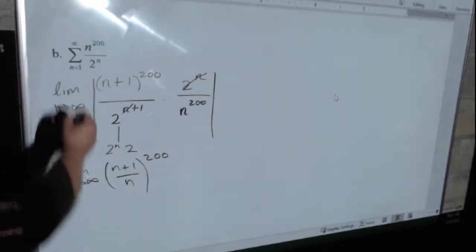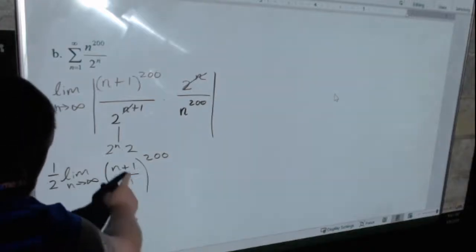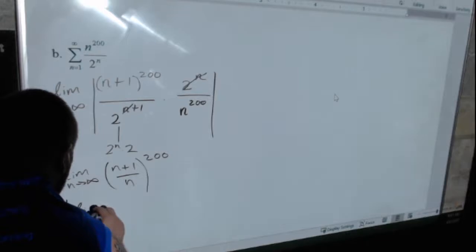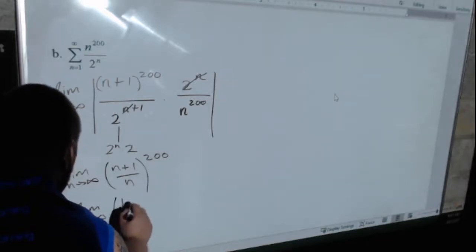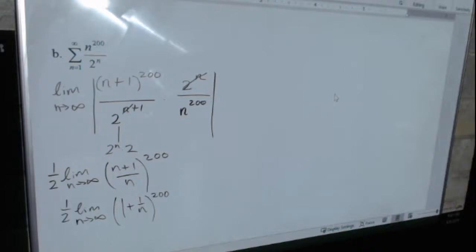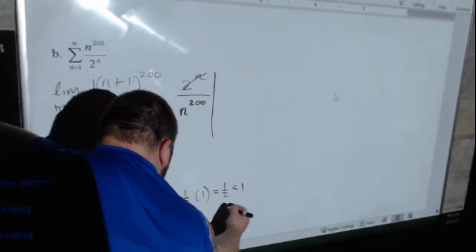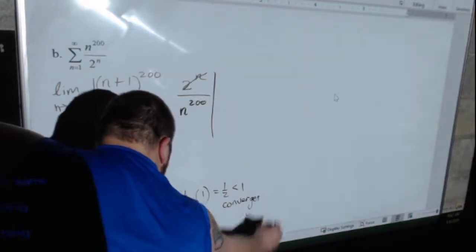And again, no way for n to be negative, so I just dropped the absolute value at that point. I'm going to rewrite the inside here. Like that. And then if I take the limit, the 1 over n portion goes to 0. I get 1 to the 200th power, which is just 1. Again, less than 1. So converges.